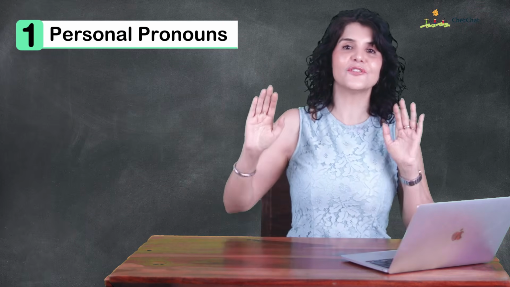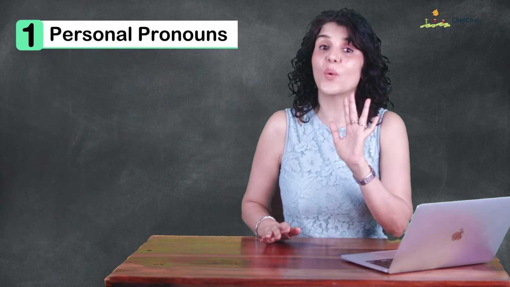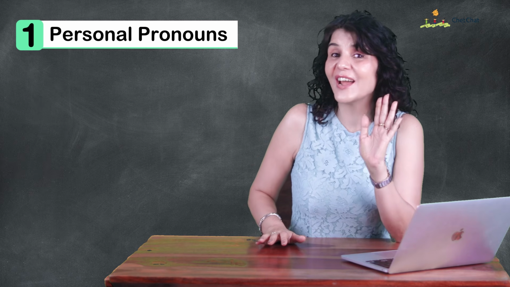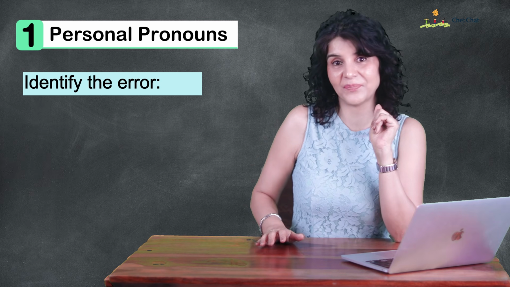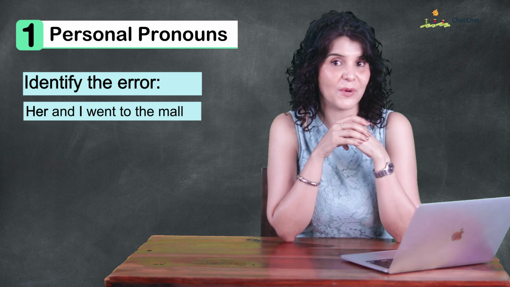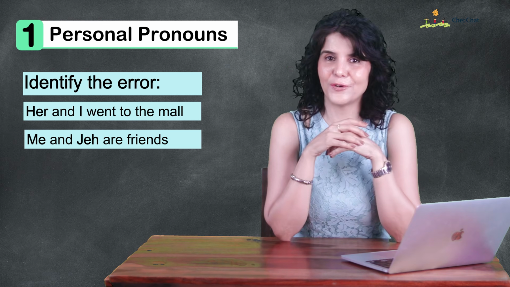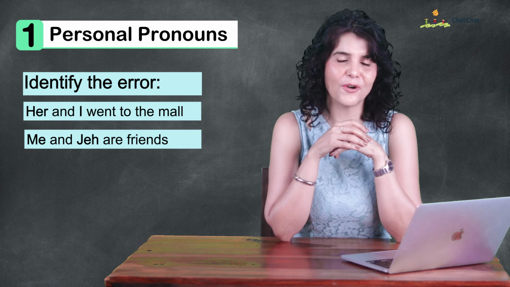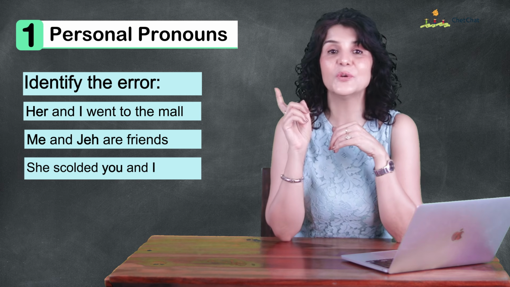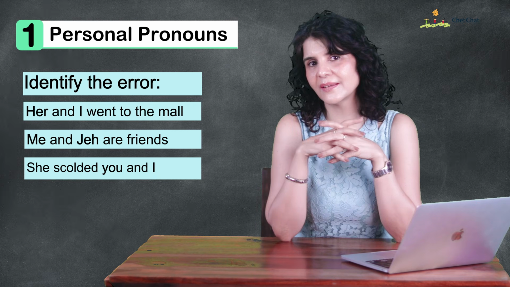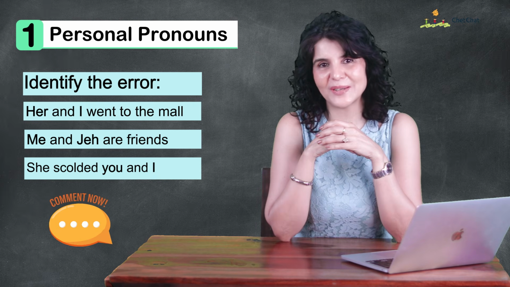So now, here are three sentences that we hear quite commonly, so try to identify the errors. Her and I went to the mall. What is the mistake in this? Me and Jay are friends. Tell me, what is wrong? She scolded you and I. What about this? Give me all your answers in the comments below.